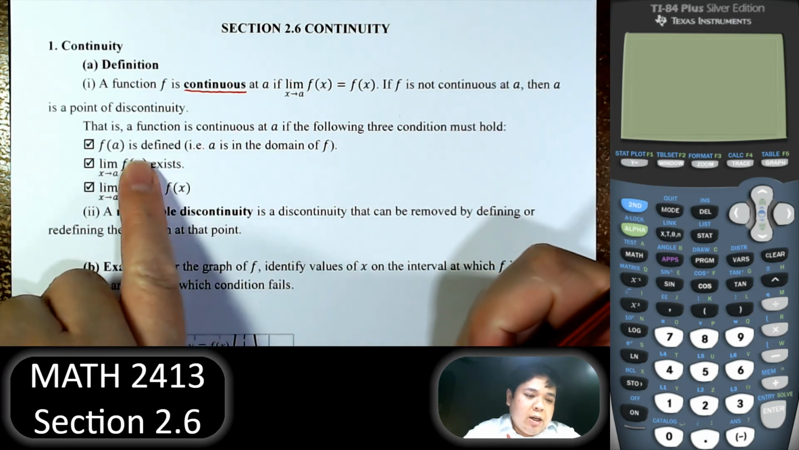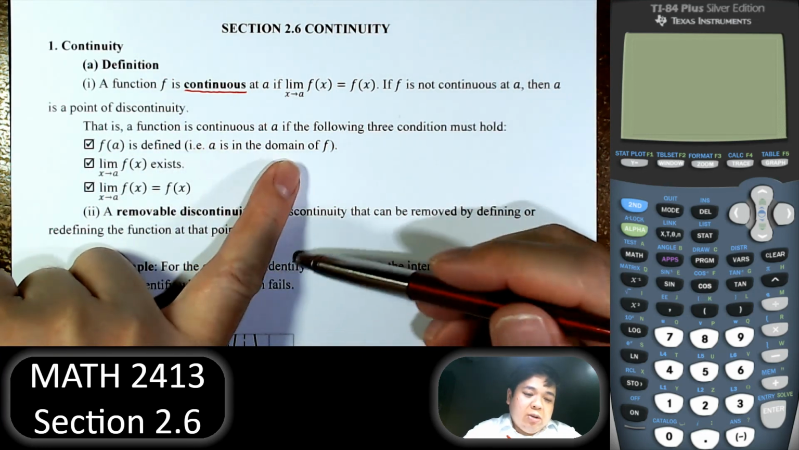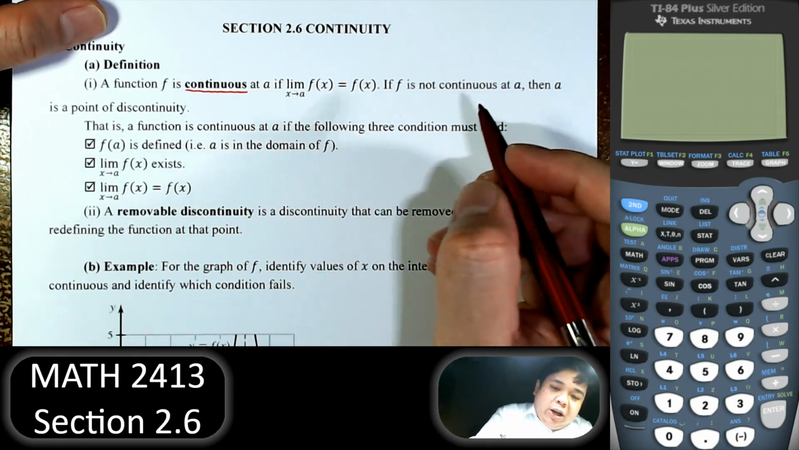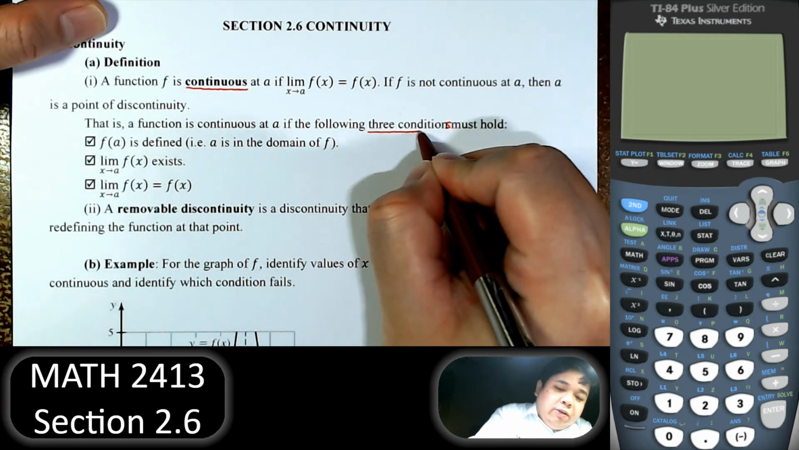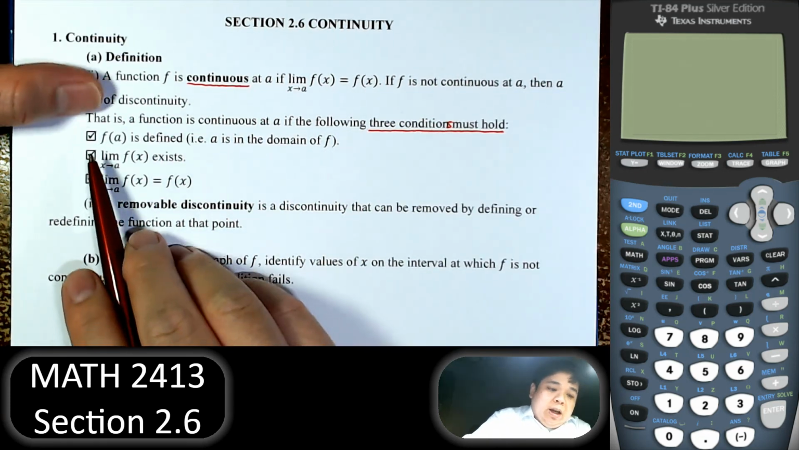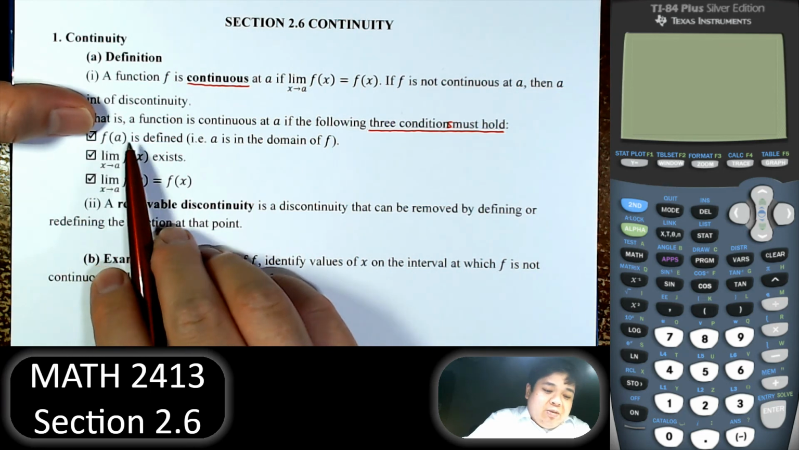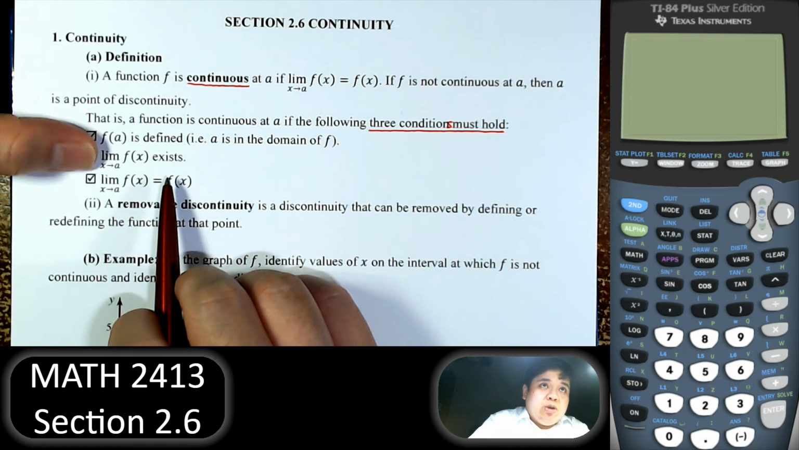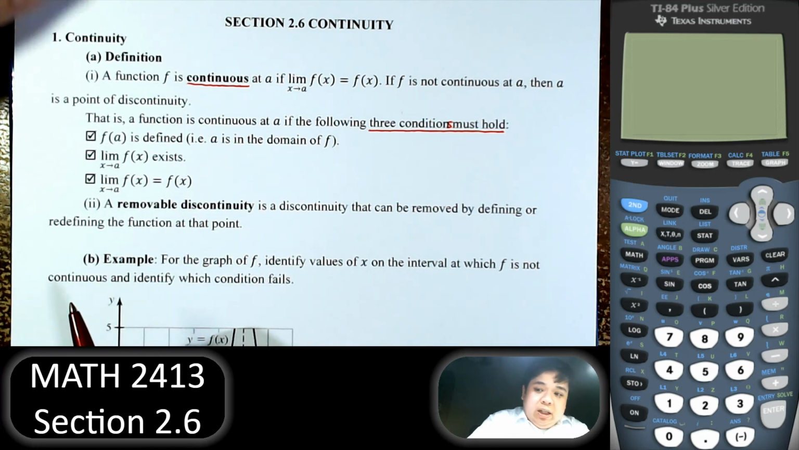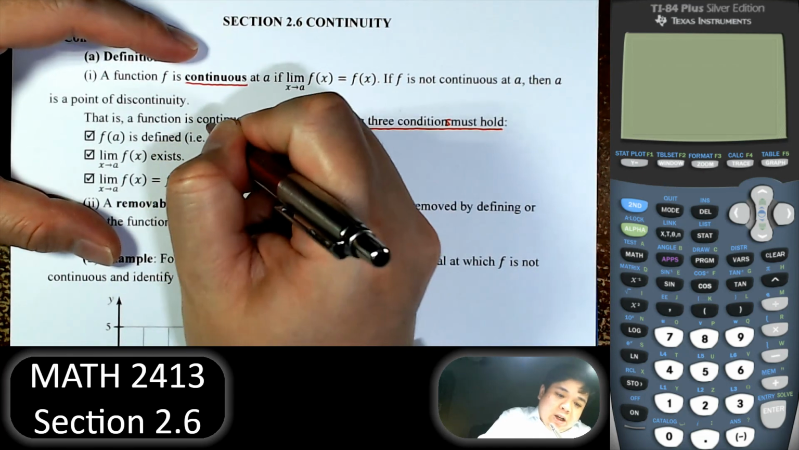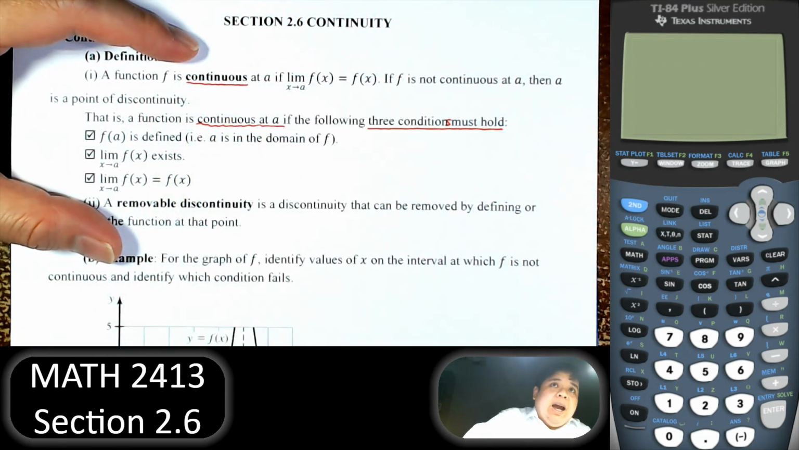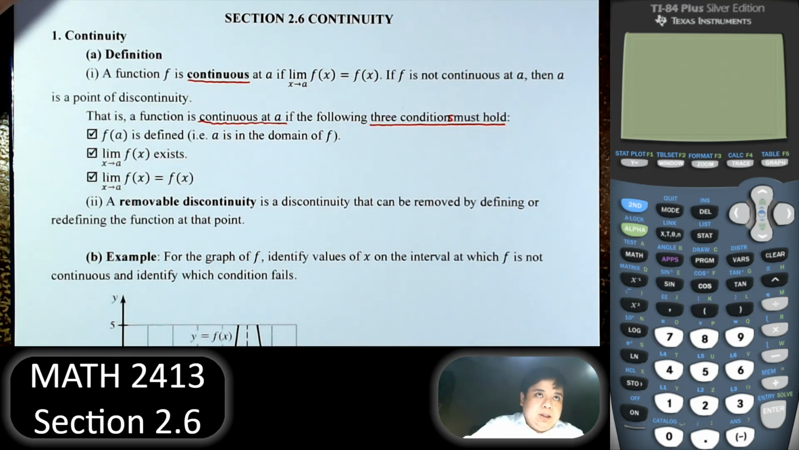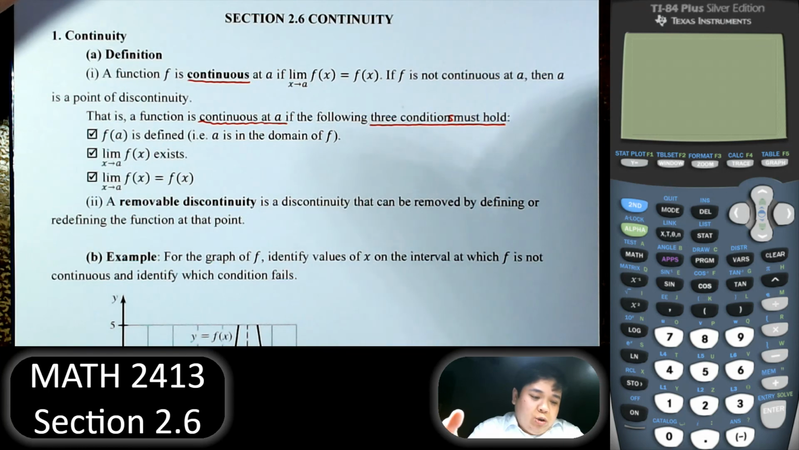A function is continuous if all three of these conditions hold. The function is defined at the point, the limit exists, and they're equal. So all three of these have to be true for the function to be continuous at the point a. All three of them have to be there.